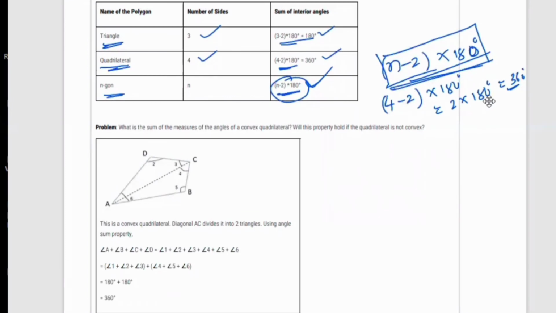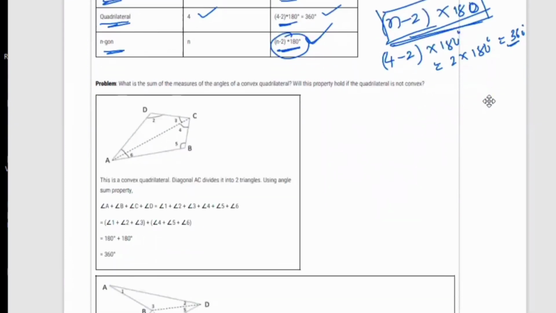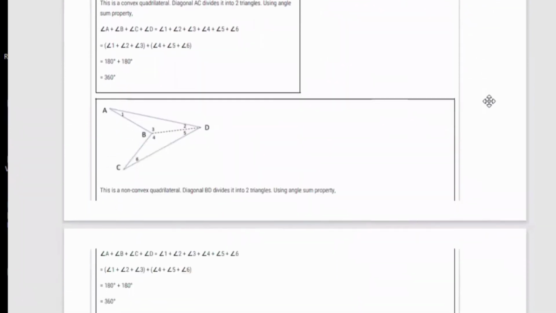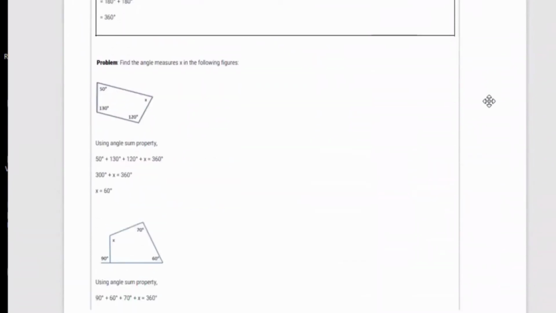So some problems we have. What is the sum of the measures of the angles of a convex quadrilateral? Will this property hold if the quadrilateral is not convex, that is, concave? These problems will be solved and discussed in the exercise part. I'll discuss all these while solving exercise questions.